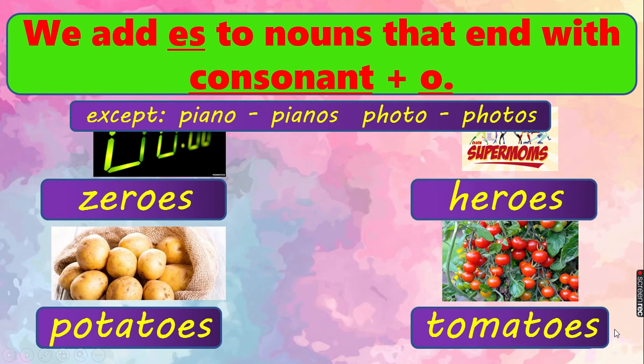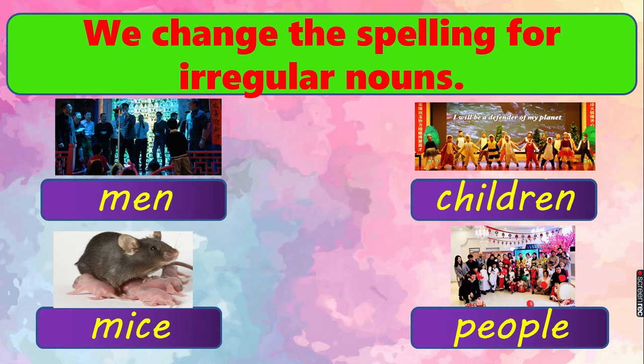We add es, tomatoes. It's just like for F and FE to VES, this rule does not apply to all words. Like in the word piano, which is pianos. Photo, which is photos. We don't put E. Like also in the words avocados or rhinoceros. Now let's move on to the next one.